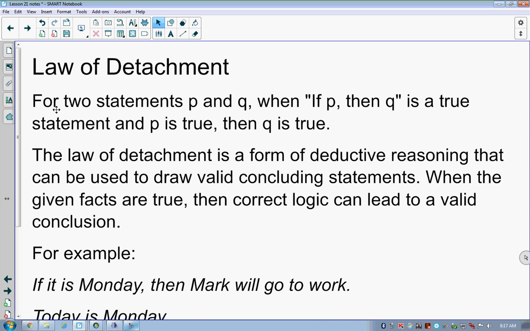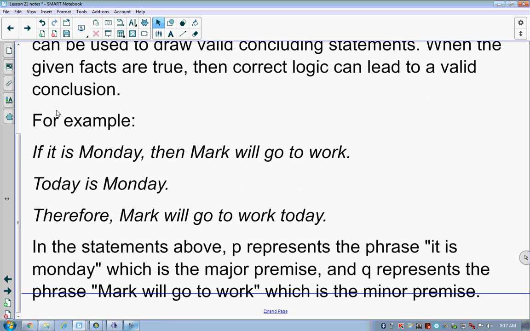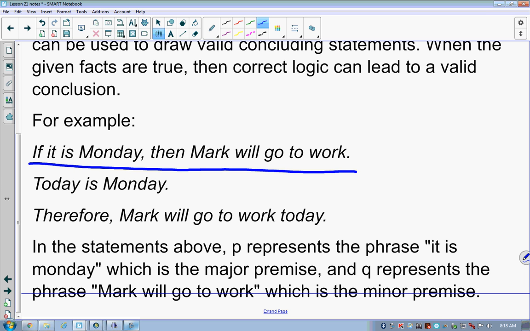All right. So down here we get an example. If it is Monday, then Mark will go to work. Which part of that is my major premise? Just of this line right here, what part of this is major? Nope. Monday. Like I said, the first part of an if-then statement, my hypothesis, should be my major statement. Monday. My minor premise, Mark will go to work.